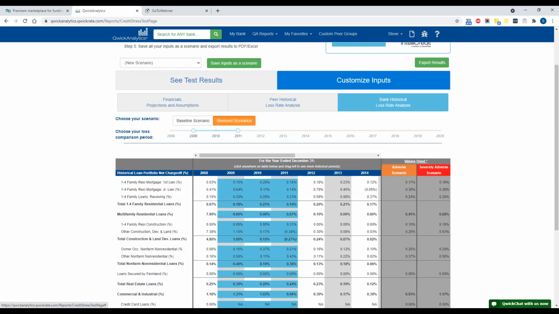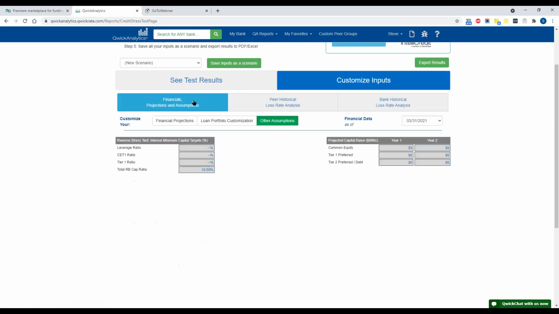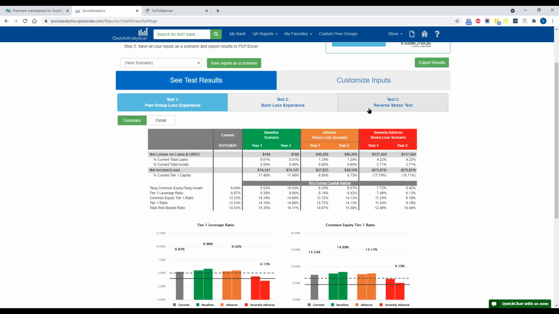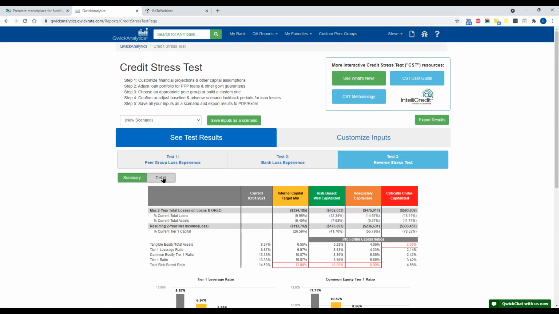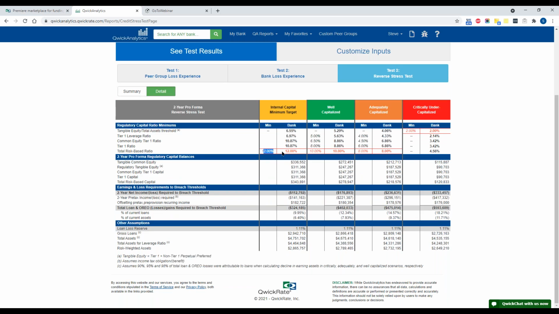If I go back to the inputs, customize inputs, and I go to the other assumptions, I can plug in 12%. So let's say I want to solve for 12% total risk-based capital. Now I've plugged that in. I go back to the test results, I go back to the reverse stress test, and I click on the detail, and I see there's my 12%. So now I'm solving for this, and it means we would have to see losses of $300 million over 2 years in order to drop to exactly 12% total risk-based ratio.